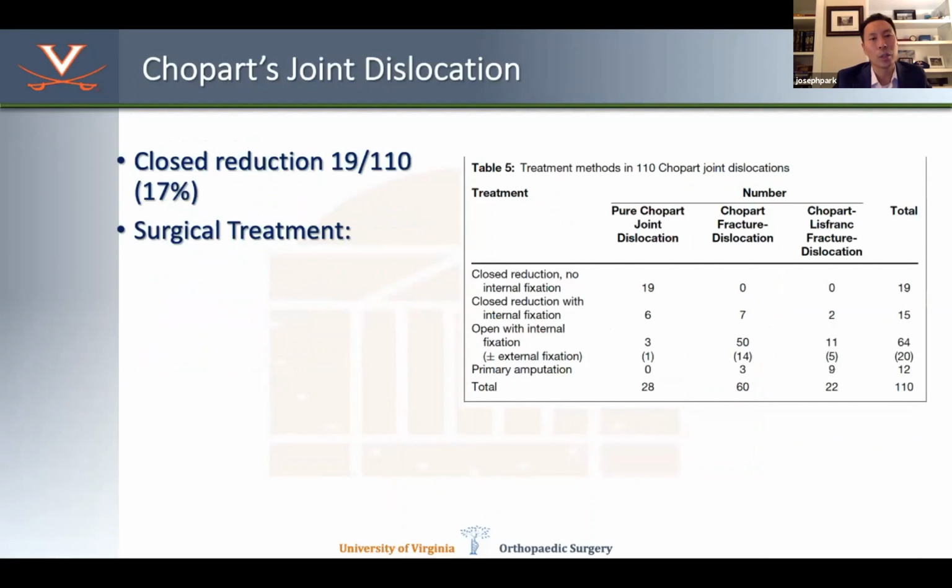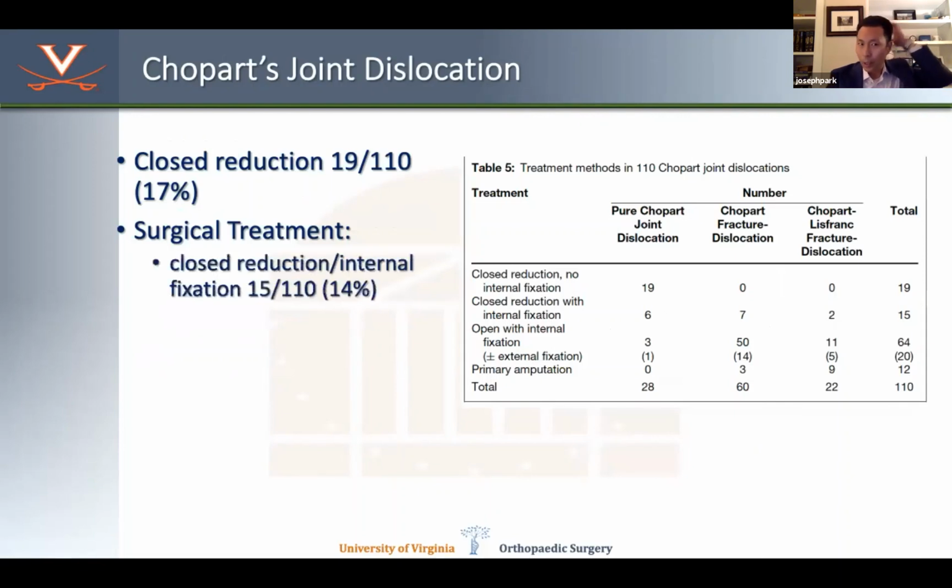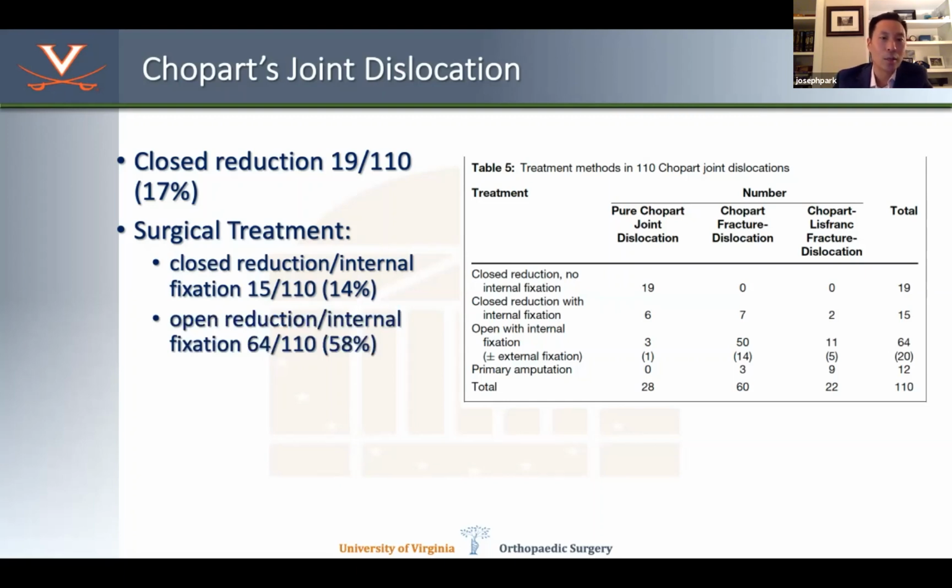Closed reduction was successful in 19 out of 110 patients. That's only 17%. Surgical treatment, which was obviously much more common, closed reduction internal fixation was successful in 14%, or 15 out of 110 patients. Open reduction, or making an incision and then reducing it and fixing it, took place in 58%, or 64 patients. And primary amputation was 12 out of 110 patients, or 11% of the patients.